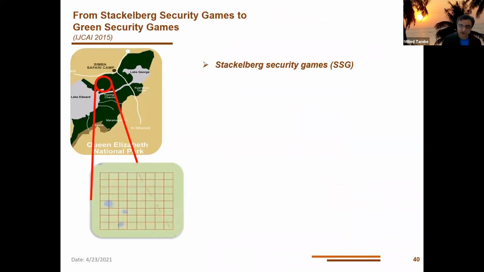To that end, we model this problem as a Stackelberg security game. We divide up the park into 1 kilometer by 1 kilometer grid squares, and each grid square is then a target, and we're going to give them a patrolling strategy using this game theoretic approach. Stackelberg security games is something we've been working with for the past 15 years or so. But for the benefit of those who may not be familiar, I'm going to give you a 1-minute introduction.